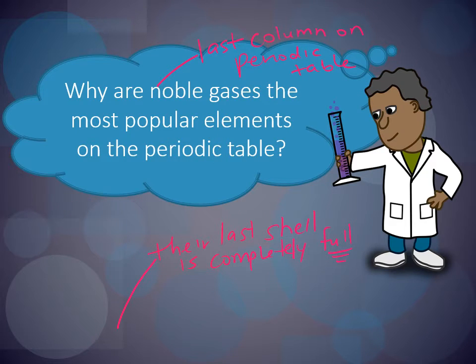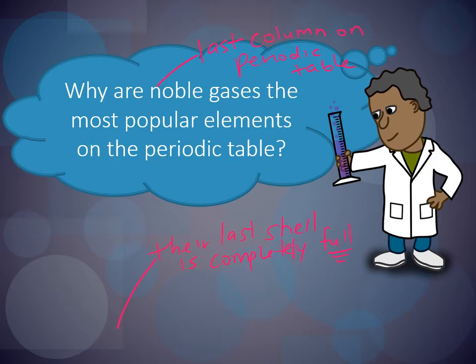If you think back to the arrangement of the periodic table, you'll recall that we talked about noble gases. Noble gases are the last column on your periodic table, group 18. So it's helium, neon, argon, krypton, xenon, radon. What's special about noble gases and what makes them really popular is the fact that they are completely stable.